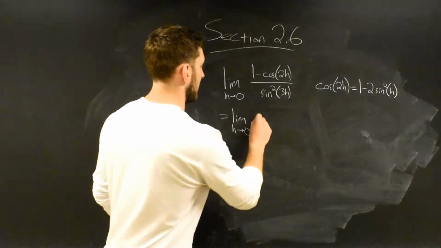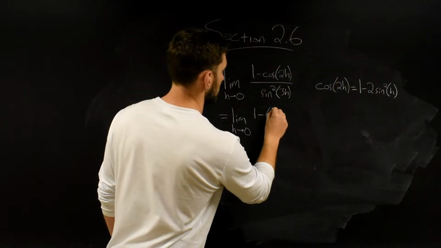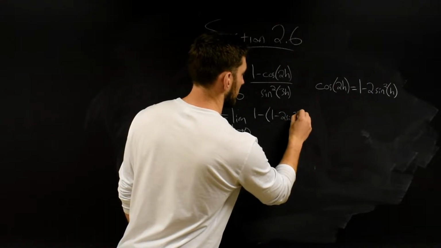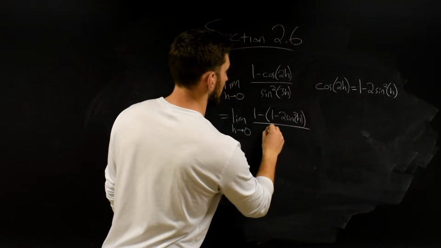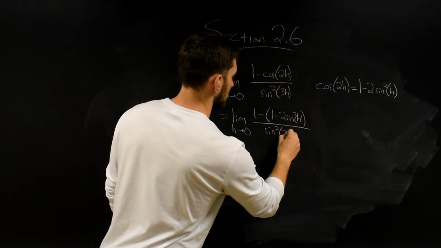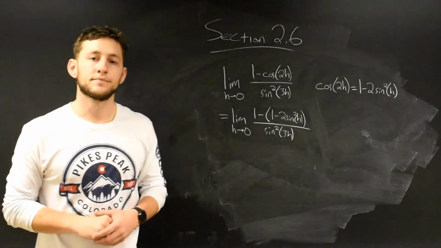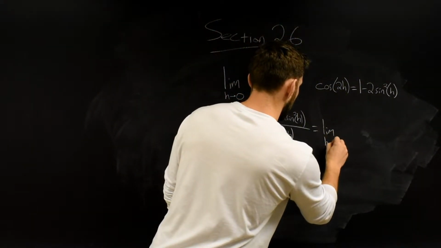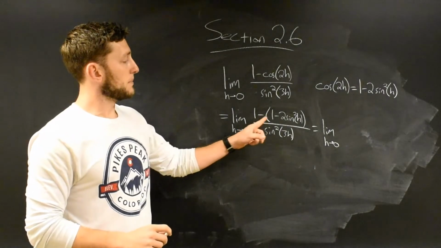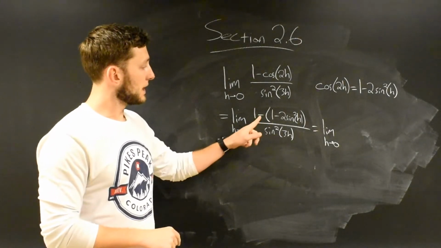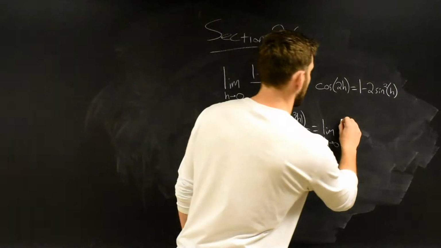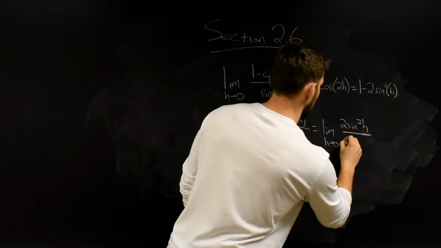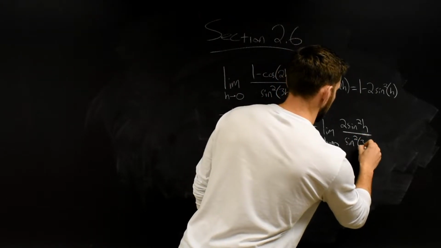If I use that rule though, what I'll get is 1 minus 2 sine squared of h, divided by sine squared of 3h. Now the top ends up simplifying to just, well, 1 minus 1, those cancel, but then we'll get a negative 2, so we'll get positive 2 sine squared of h divided by sine squared of 3h.